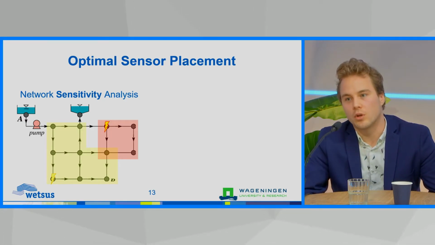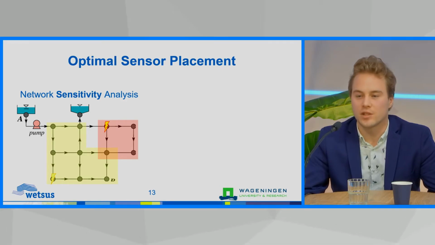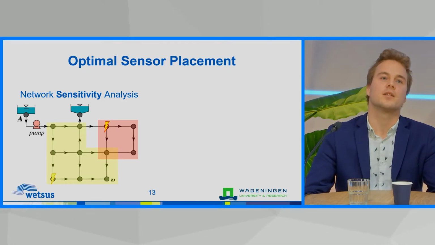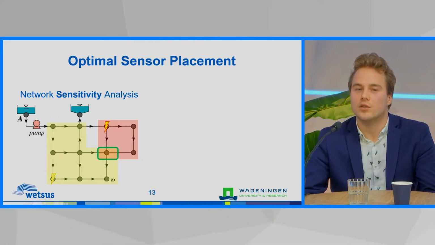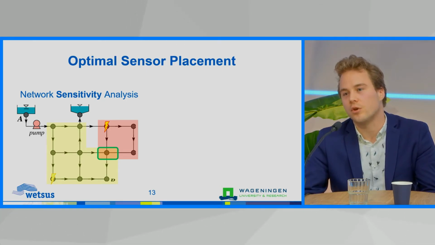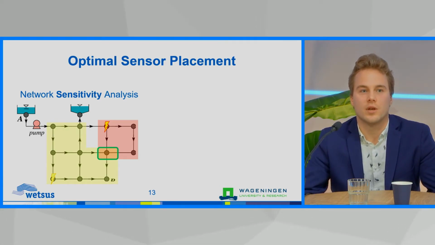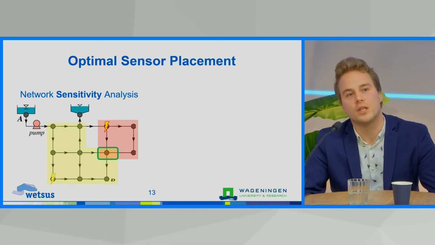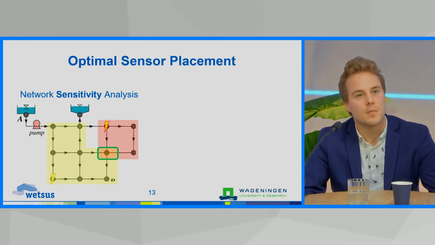We can do this for multiple locations. If we simulate a virtual burst in our model in a different location, again, we get an estimate of where we will be able to detect this leakage. And then those places in the network that are able to find the most leakages from the most different locations would be ideal sensor locations. Because if you place a sensor here, you would be able to see both these theoretical leakages that I show you. So that's a way of determining where to place a sensor.